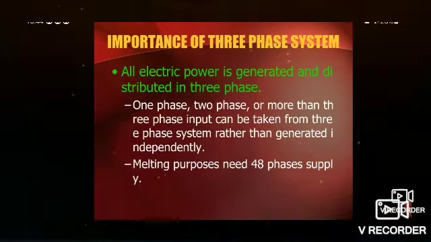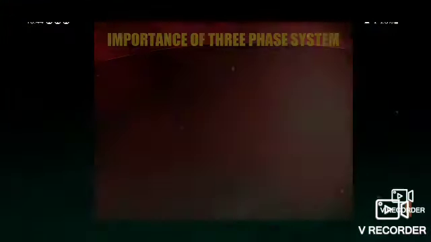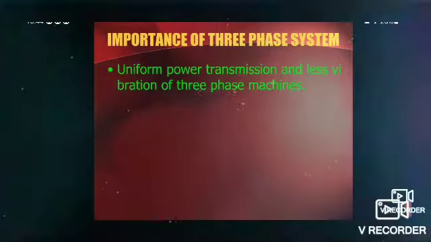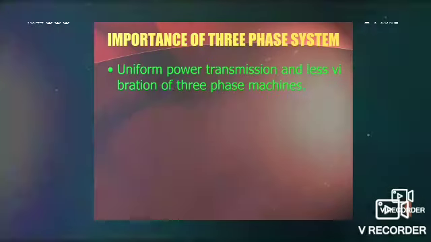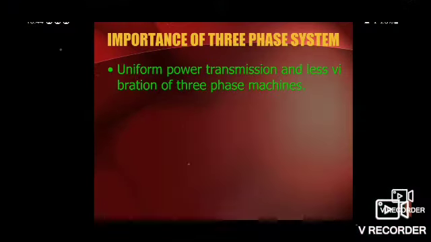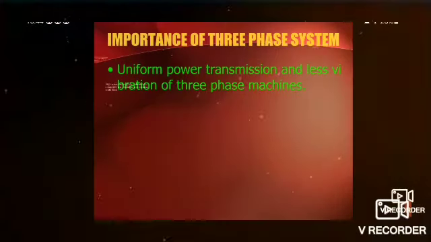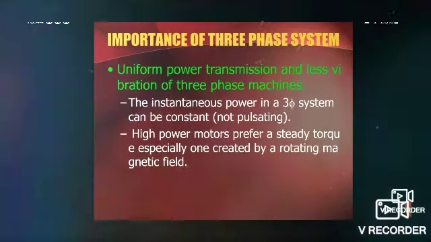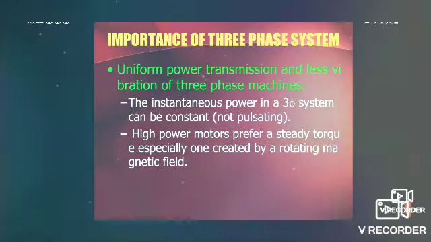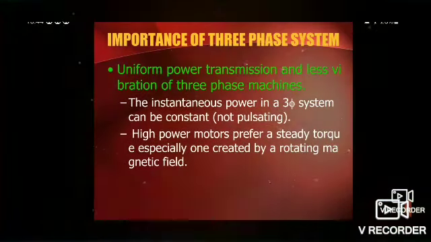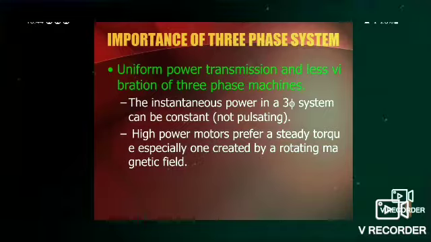Then melting purpose needs 48 phases supply. Uniform power transmission can be obtained from a three-phase system, with less vibration of three-phase machines. Also the instantaneous power is not a pulsating one in a three-phase system, and high power motors prefer a steady torque. It is obtained by the three-phase system.